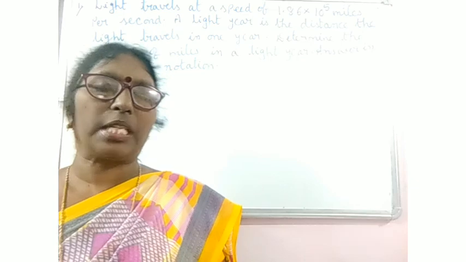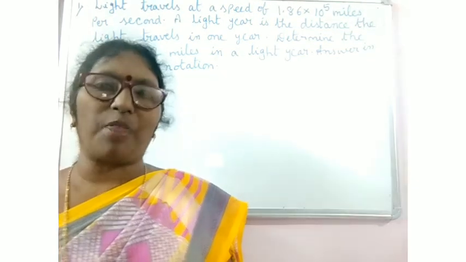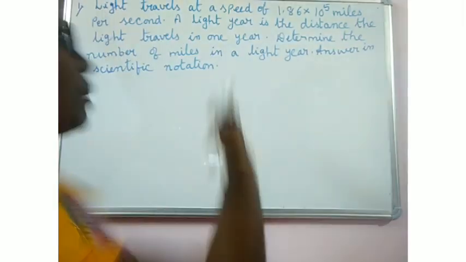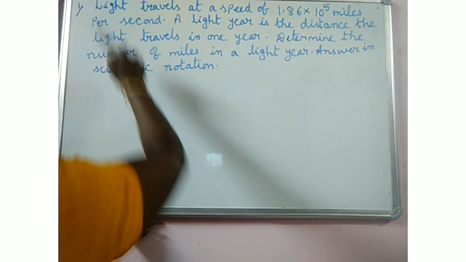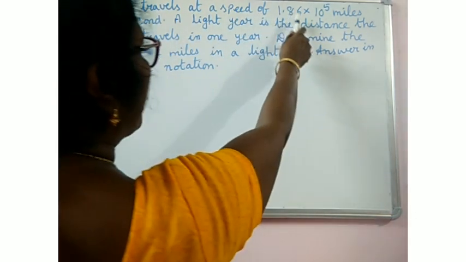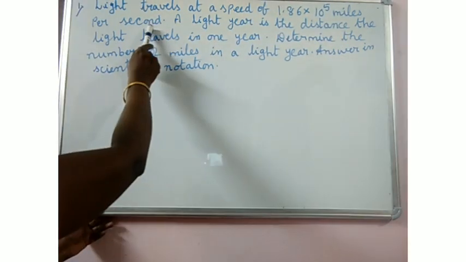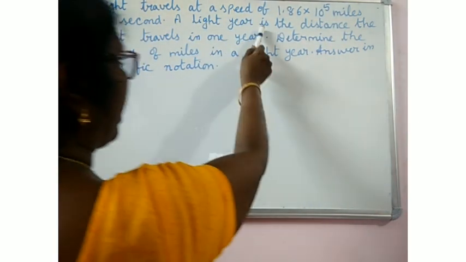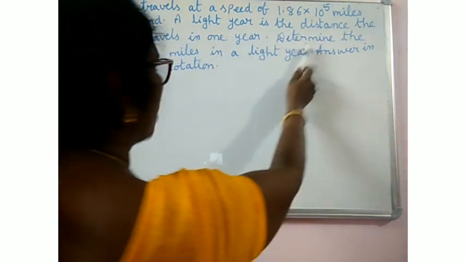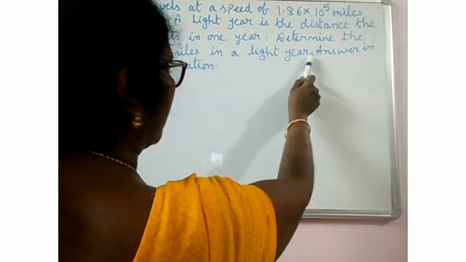Today you are going to learn one problem of the exponents and powers chapter, the standard form. So let us have this question. Light travels at a speed of 1.86 into 10 to the power 5 miles per second. A light year is the distance the light travels in 1 year. Determine the number of miles in a light year.